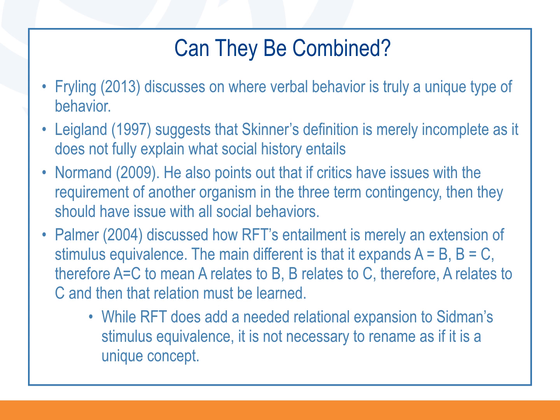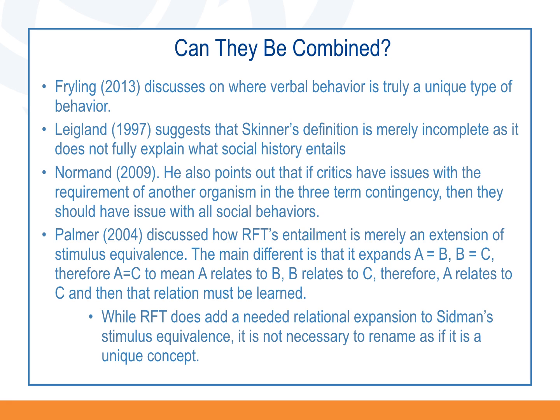One of the big pushes, if you look at a lot of the literature, is about whether they can be combined harmoniously or not. Freiling looked at whether verbal behavior is really a unique type of behavior or whether it is just behavior that functions the same way, and we've just added these extra operants to provide a little extra explanation, but really verbal behavior is just behavior. Leigland suggests that Skinner's definition is incomplete and doesn't fully explain what that social history he refers to entails, and so these additional theories have helped fill in those holes.